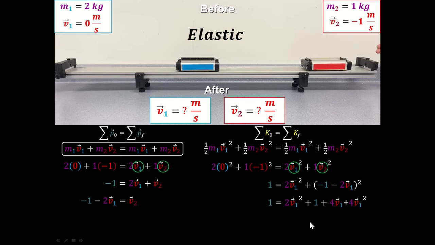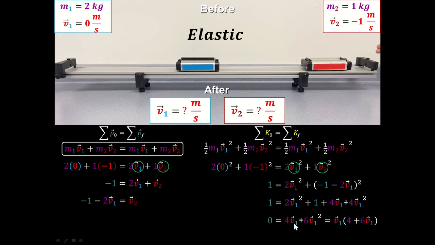When we FOIL that out, that times that is 1, this times this plus this times that is this, and that squared is this. Okay, now I'm going to combine like terms. This has a v squared in it, that has a v squared in it, so we're going to get 6v squared, and then we have 4v sub 1, that's here, and 6v squared, that's here. I subtracted 1 from both sides to get 0 here.